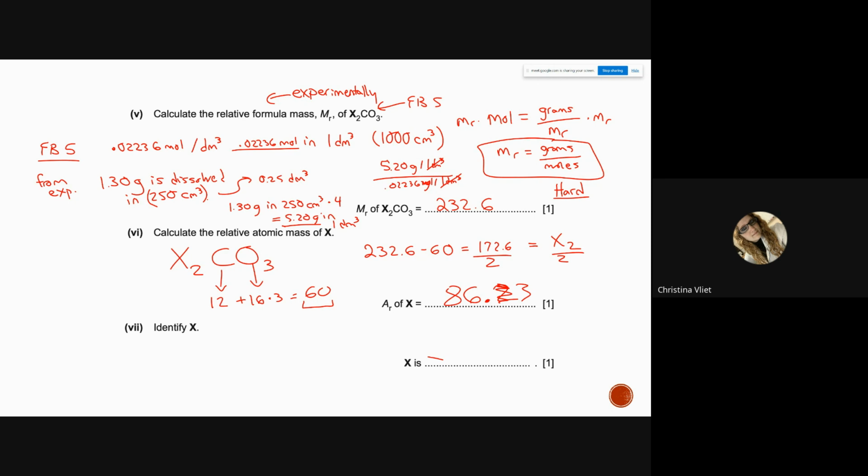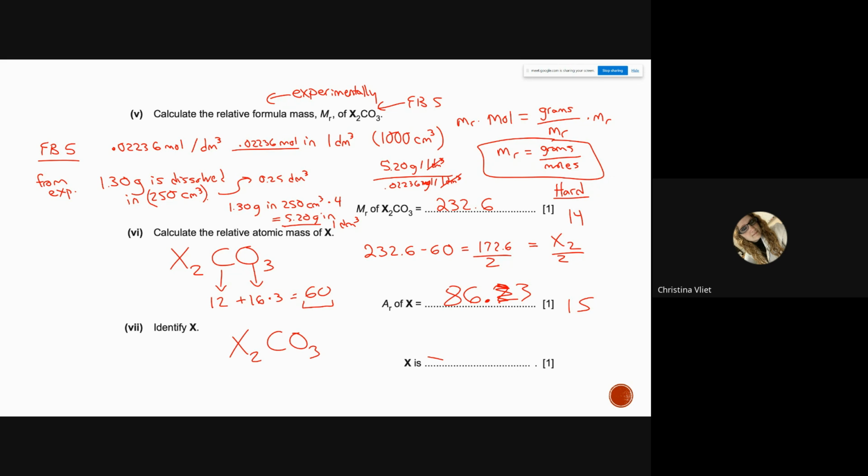Okay, so that was mark 14. This was mark 15. Mark 16 is to do what? Identify that one. How are we going to do that? So X2CO3. Is there a way to differentiate? Because 86.3, if you look, rubidium and strontium are right there. Is there a way to know which one it is?